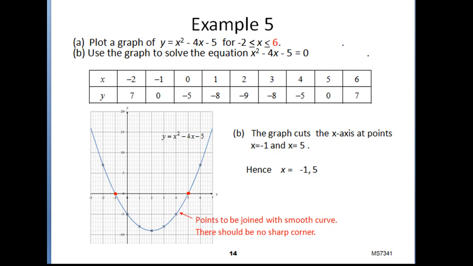There should be smooth and no sharp corners.